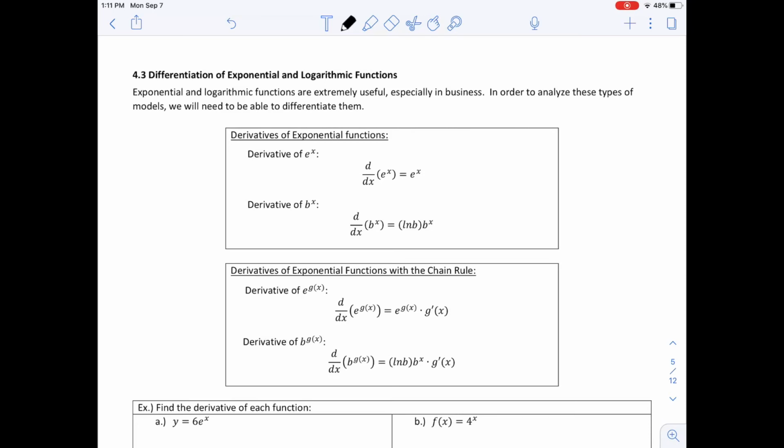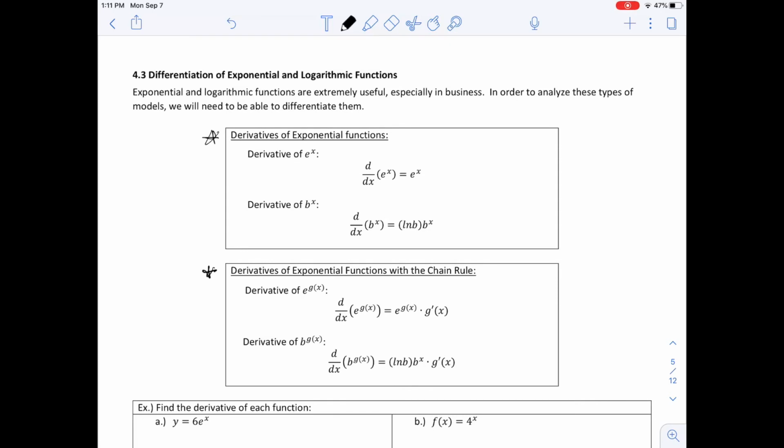So this says exponential and logarithmic functions are extremely useful, especially in business. In order to analyze these types of models, we will need to be able to differentiate them. So we have some formulas that we need to have memorized. First one is derivatives of exponential functions, and the derivative of e to the x is equal to e to the x, so that's an easy one to remember. And the derivative of b to the x is going to be ln of b times b to the x.